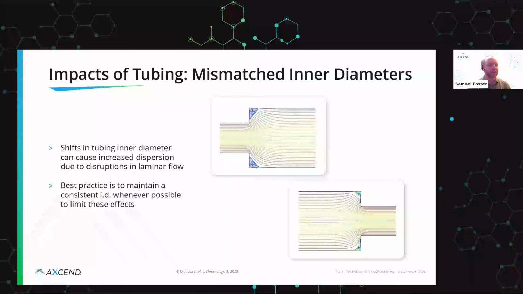But when you're connecting even just 2 tubes together, you want to keep as little variation in the inner diameter as possible, as those little poorly mixed regions on the edges can result in peak tailing and can also result in the potential for split peaks. And so it can damage your chromatography there as well.